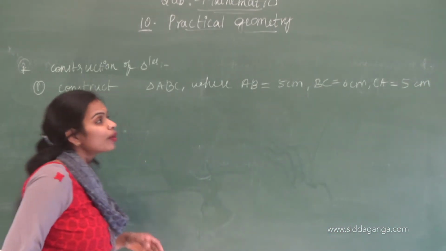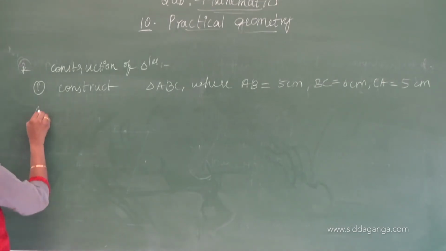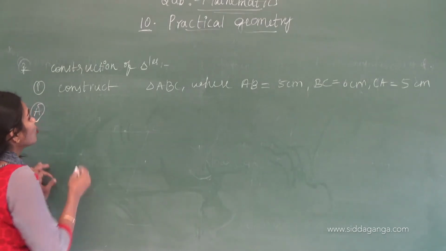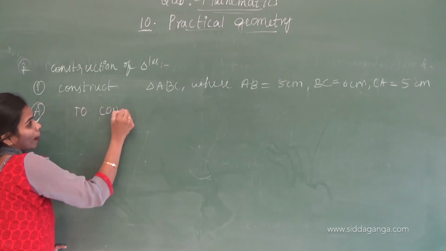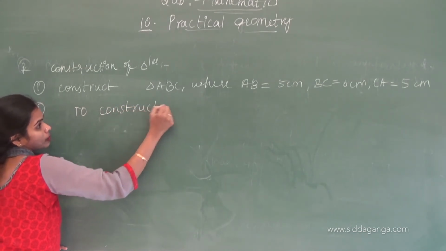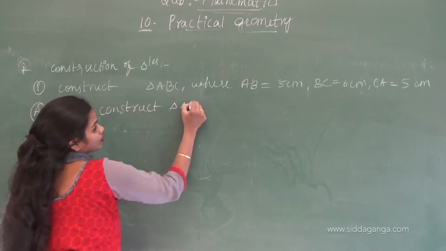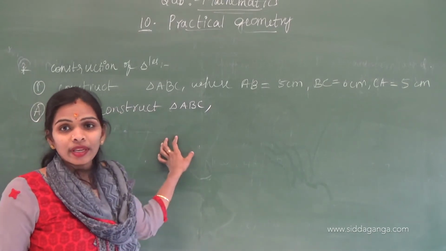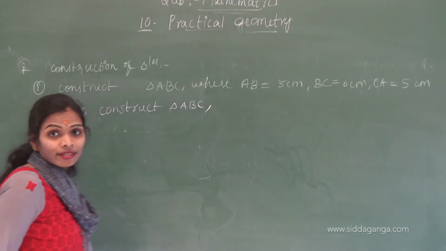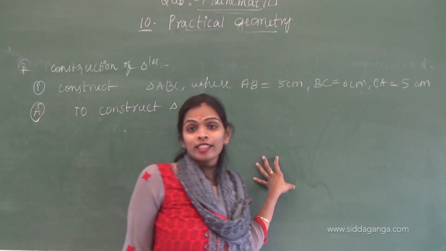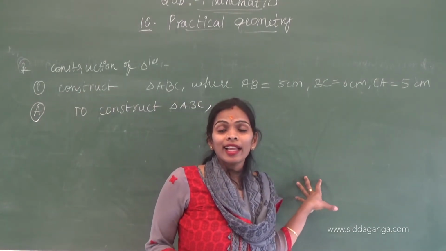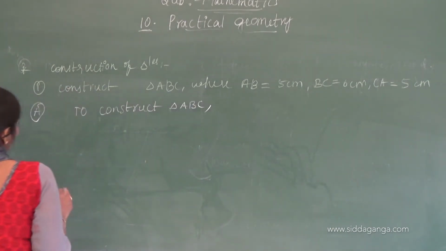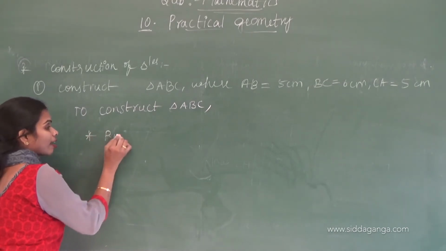Here what do we have to do? We have to construct a triangle ABC. What is our aim? To construct triangle ABC. First I am taking a rough diagram, and then I will construct the neat picture of triangle ABC with the measurements. First we have to take the rough diagram.